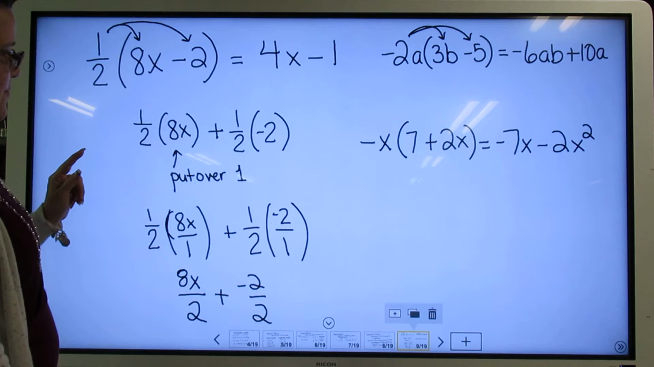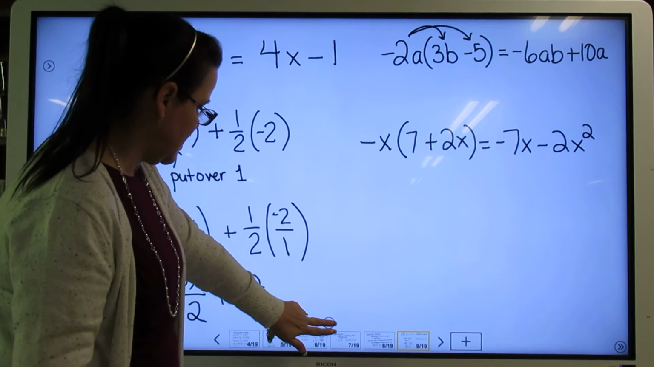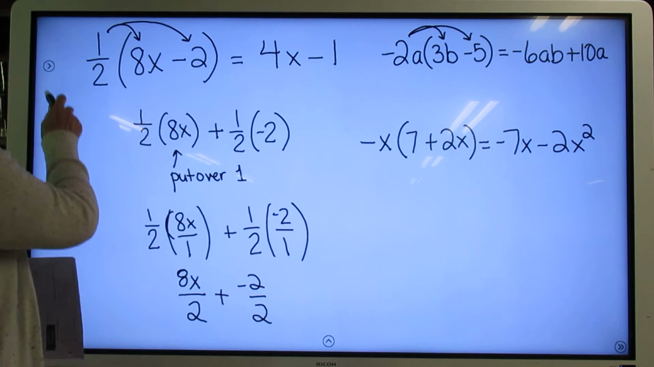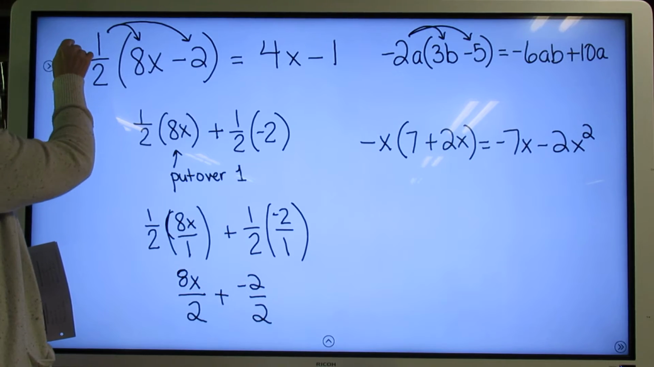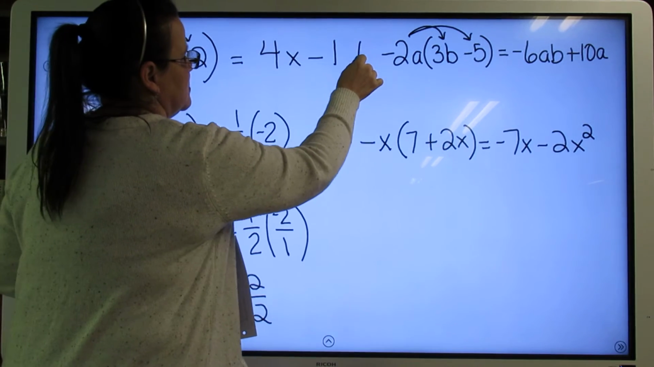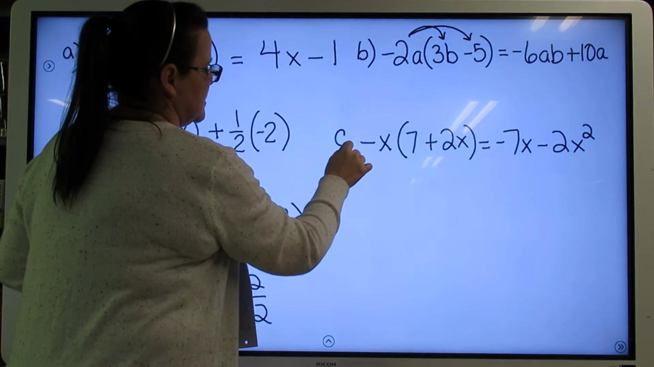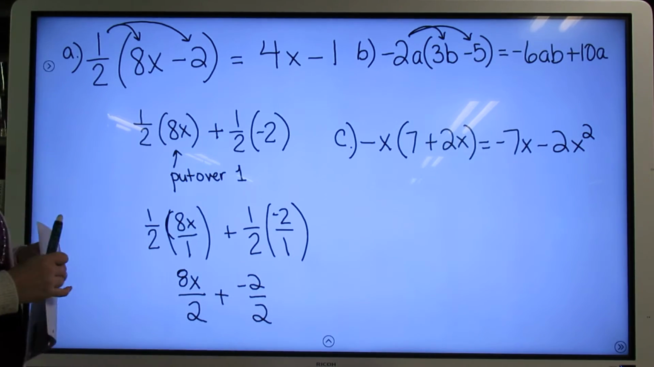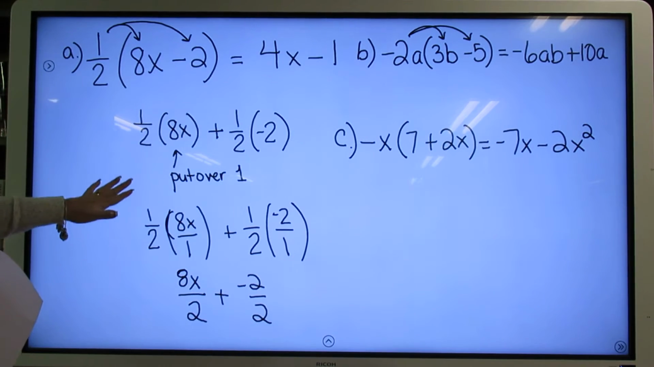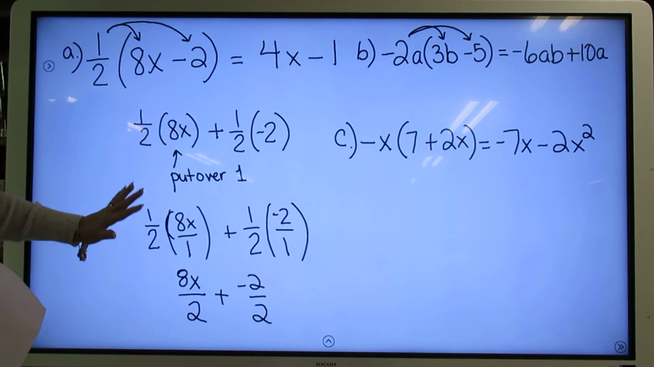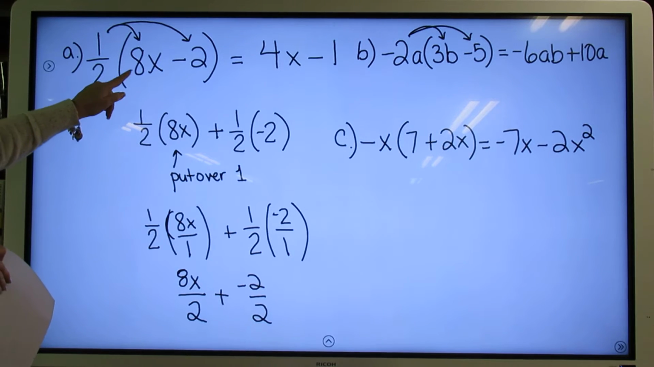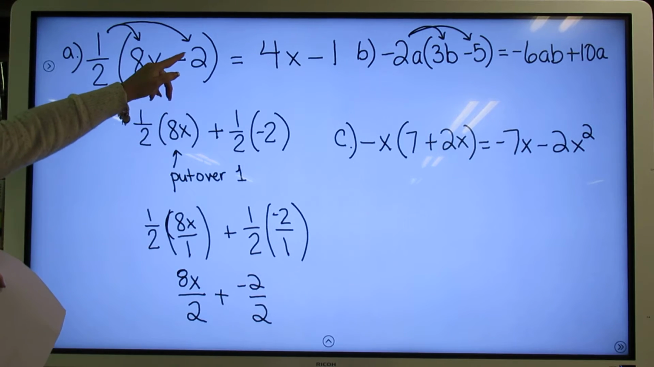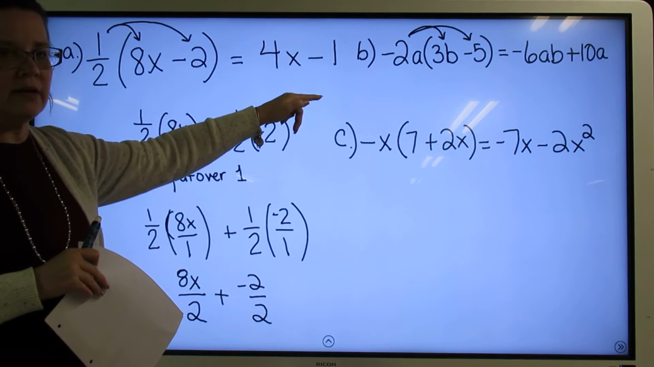So, I gave you an example. I gave you a few examples, and I didn't really label them, so we'll label this one A, this one B, and this one C. Now, this one looks a little lengthy. It looks all squished, but it's a half times 8x minus 2 equals 4x minus 1.